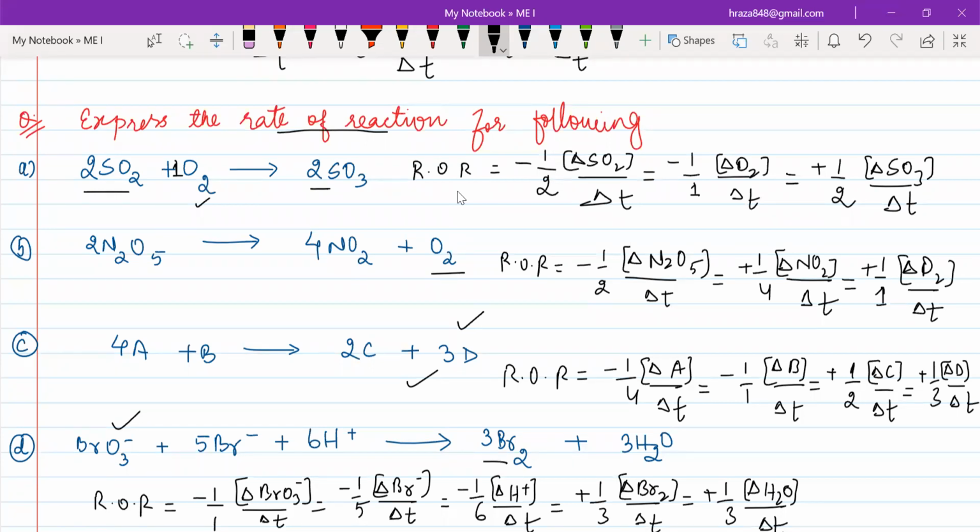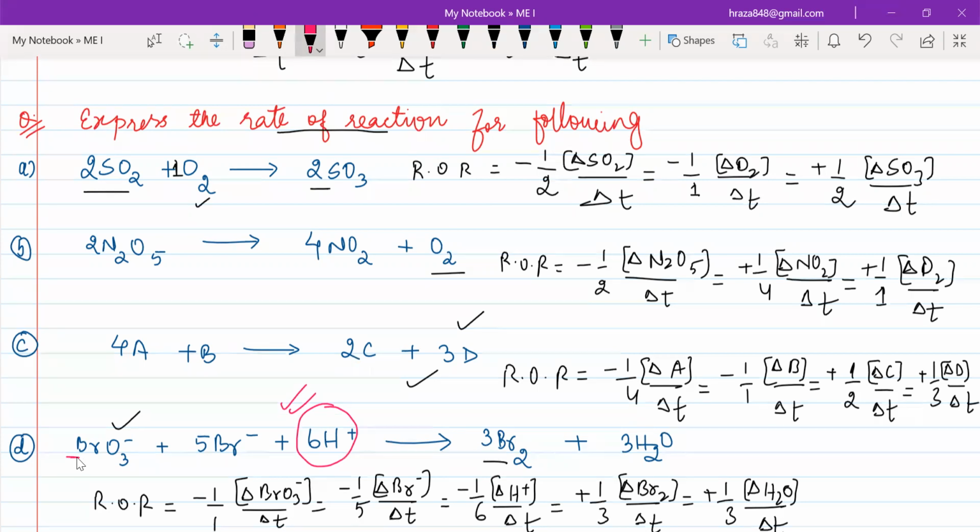So for the fourth part, sir, here 6H plus is the product or the reactant? It is on the left hand side, so it is a reactant. Is there any other doubt? Are you getting it? Left hand side, it is reactant. Can you just explain the answer again, sir?